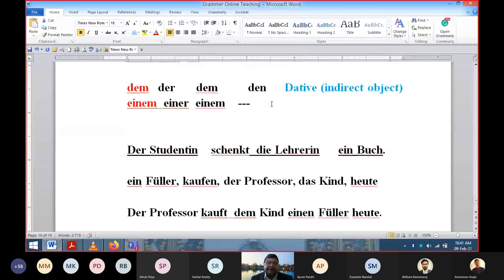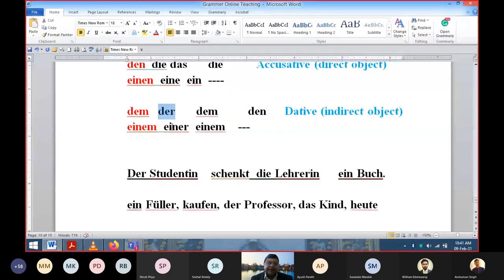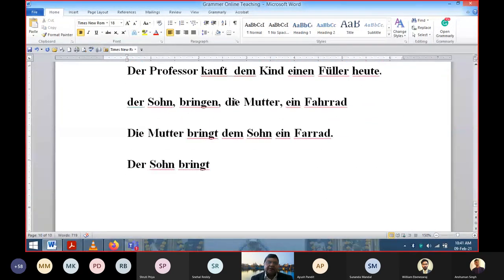If you look at this table, dative feminine, this is the dative group, and feminine should be der or einer, to a or to the. So here feminine becomes die or der. This D will be changed into der. So der Sohn bringt der Mutter, then the indirect object, and Fahrrad will remain as it is.